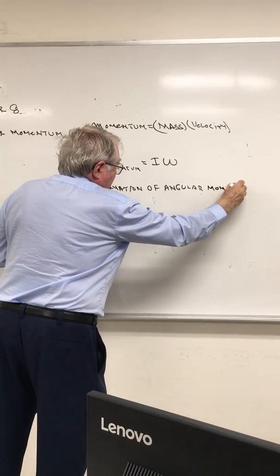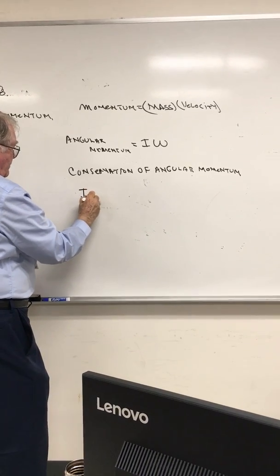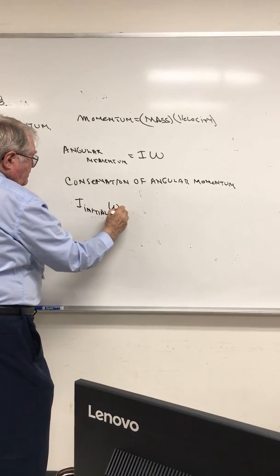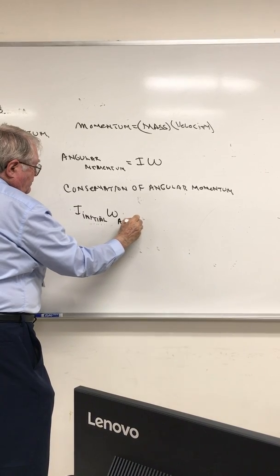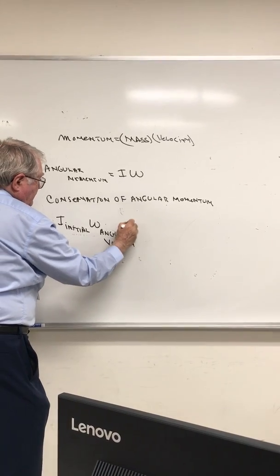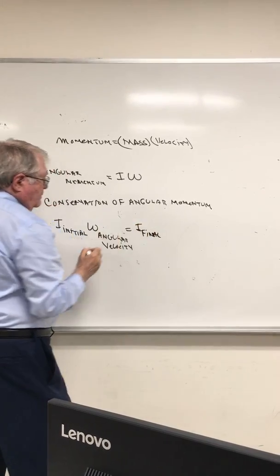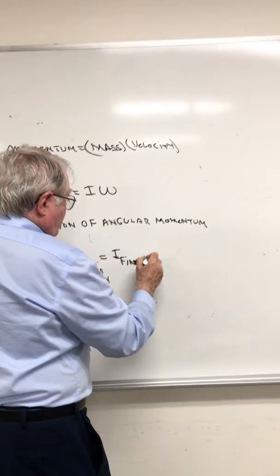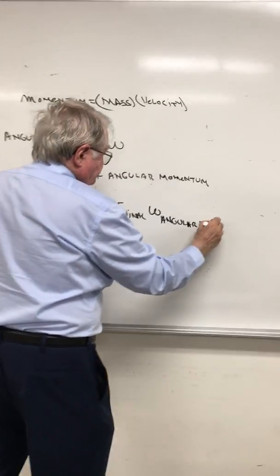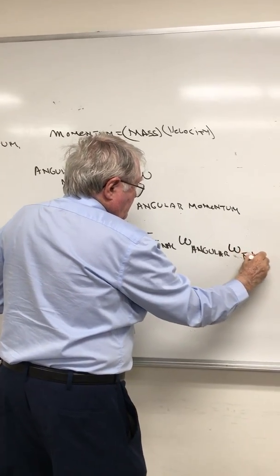And what this says is the initial moment of inertia, initial rotational inertia, times the initial angular velocity is equal to the final moment of inertia times the final angular velocity. Like that.